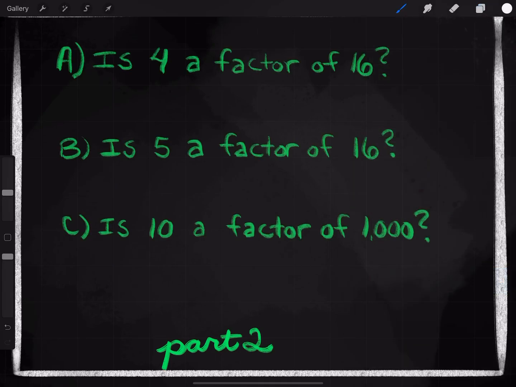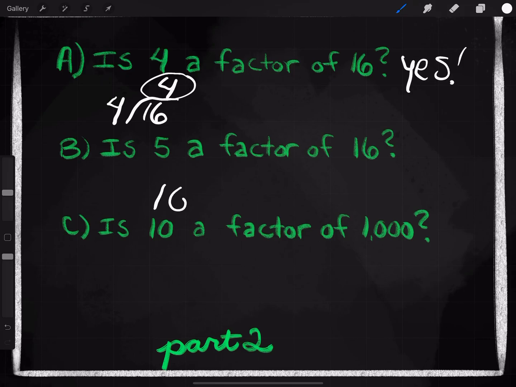Okay, now we're going to figure out if something is a factor. We've kind of already done this, so this should be not super hard, but a good review: is 4 a factor of 16? Go ahead and try that one. Okay, so you can say, 16 divided by 4 is 4. It goes in evenly. So yes, 4 is a factor of 16. Go ahead and try B and C. Pause the video if you can.